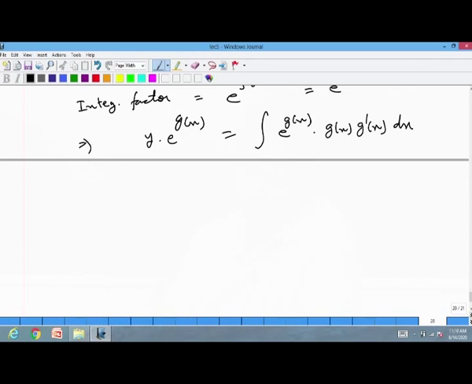Now, to integrate this, we use integration by parts.